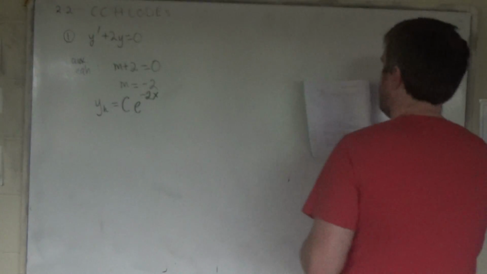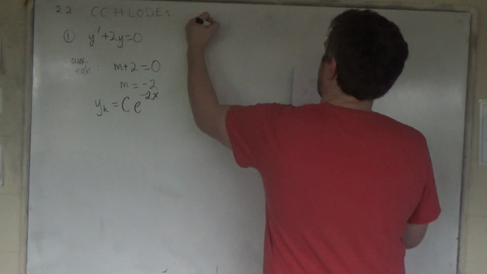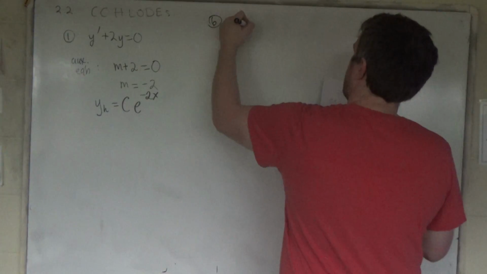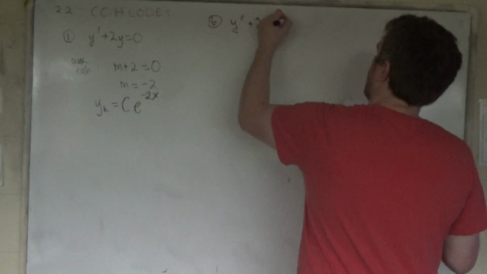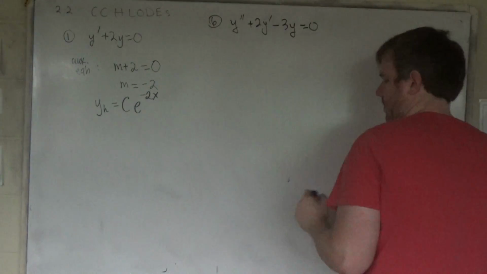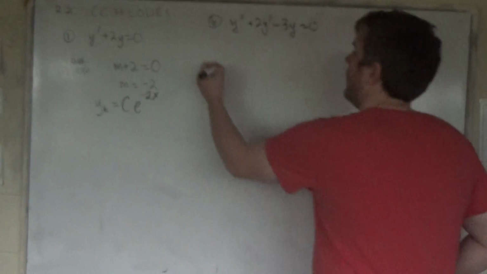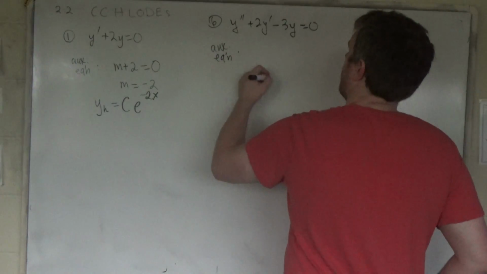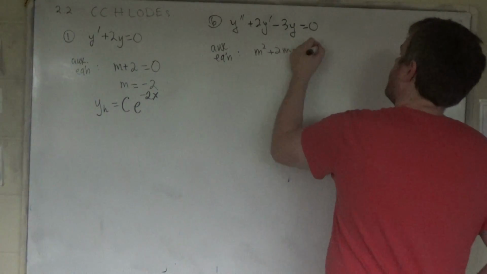Let's see. What if we had something a little trickier? In this case, this is number 6. We have y double prime plus 2y prime minus 3y equals 0. Well, it's the same procedure. We go to the auxiliary equation, which is m squared plus 2m minus 3 equals 0.